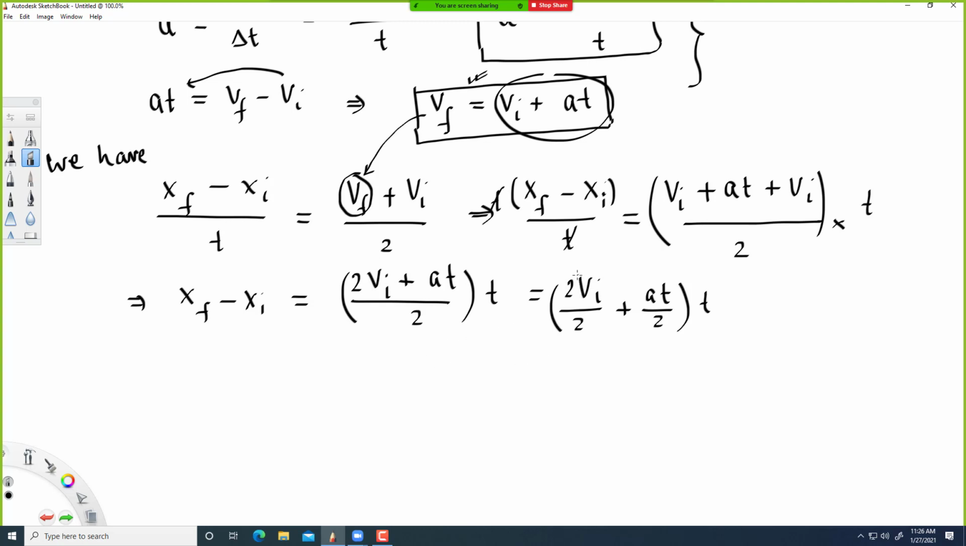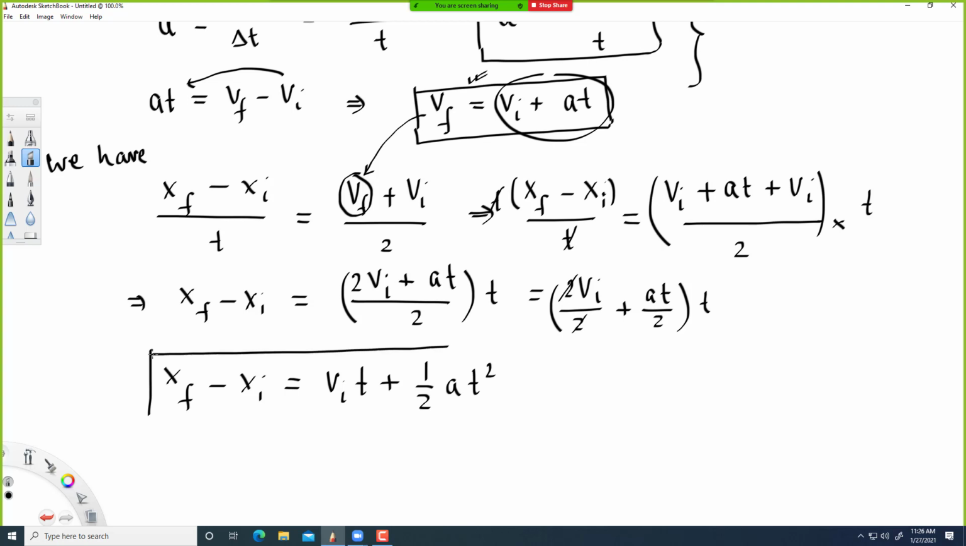And you can cancel 2 and 2. So we get xf minus xi is equal to, so this t will be distributed to both these terms. So vit plus 1/2 at squared. Okay. This is the second equation that we'll be using very often. So this gives us the displacement delta x. So x final minus x initial is delta x, okay, displacement.